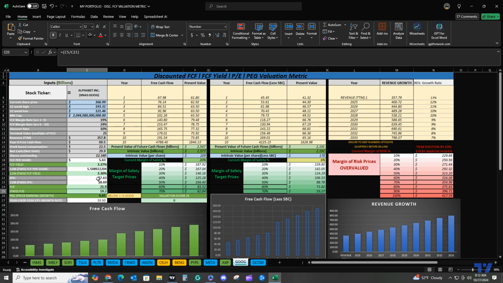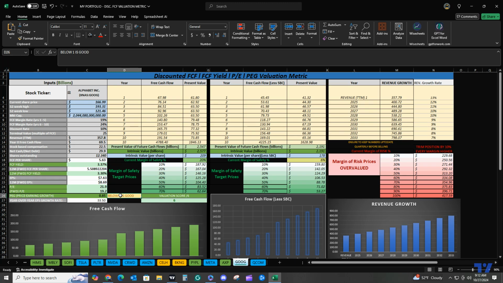Our forward PE based off our EPS here is going to be a 19.2. Again, anything under 25 I think is really good. Anything above 25 to say 30 is probably mid tier, but it all depends on the growth rates too. And then we have our price to earnings growth. So our PEG ratio, we had a 33.5% increase in our EPS year over year. So that brings our PEG ratio to 0.65.